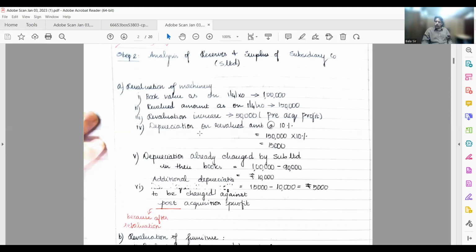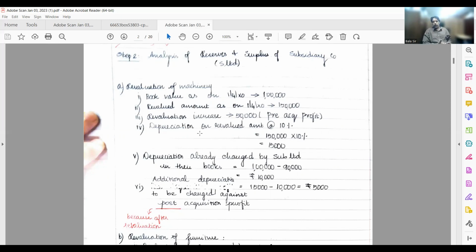Please remember, whenever there is a revaluation of assets, first you take up those revaluations. Why? The revaluation increase or decrease will impact your post-acquisition profit and loss account because of depreciation adjustment. Is that fine? Step number 2, under that.